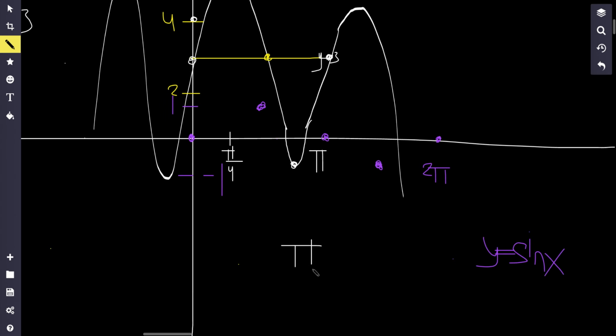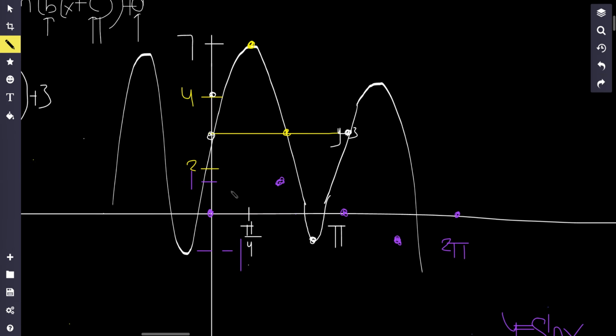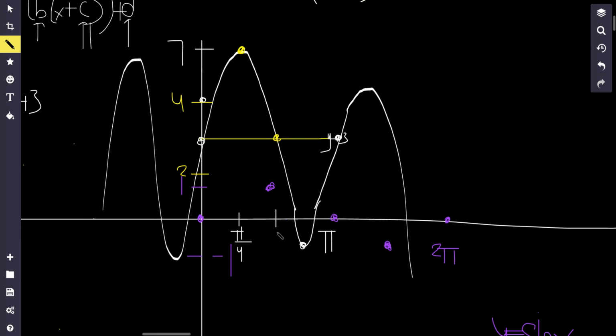So in this case, our period is pi, so pi over 4 gives us the distance from one critical point to the next critical point. This is going to be pi over 4. This point is going to be located at 2 pi over 4. This point is going to be located at 3 pi over 4. And finally, this is 4 pi over 4.